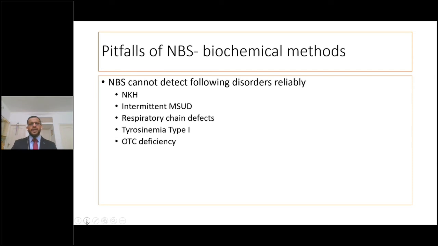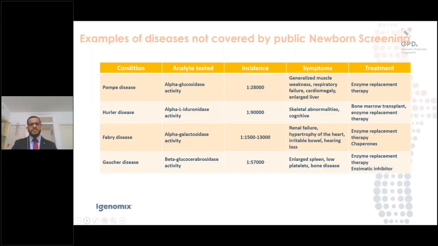So newborn screening by biochemical methods has its own pitfalls. It cannot detect some of the disorders like NKH, intermittent MSUD, respiratory chain defects, tyrosinemia type 1. And some of the diseases for which effective treatment is available may also be not detected by newborn screening program. Example includes Pompe's disease, where abnormal alpha glucosidase activity is identified, which occurs in 1 in 28,000 population, and an appropriate enzyme replacement therapy is available.